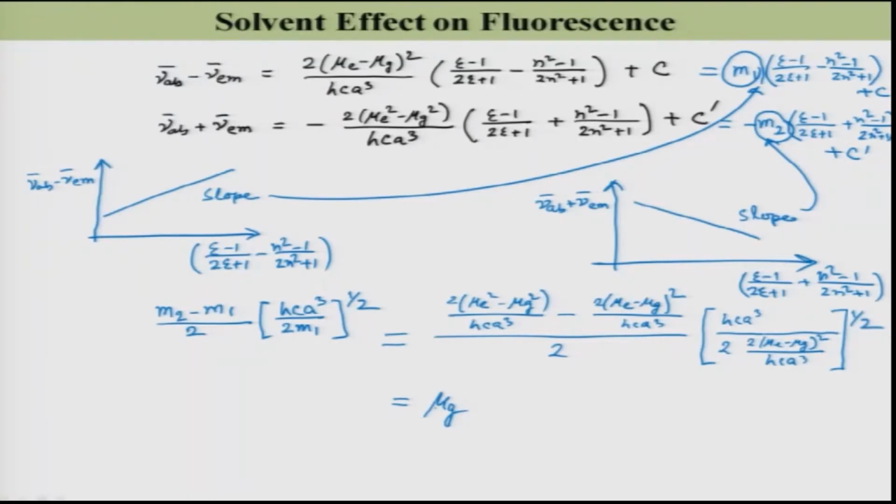That means if I know these two slopes, this m1 and m2 separately, then I will get this mu g. Once mu g is known, mu e will be known automatically. So, there is no problem. So, we can measure the ground and excited state dipole moment by using the solvent dependent change in the fluorescence spectra.